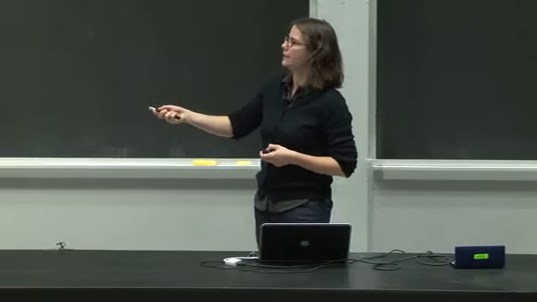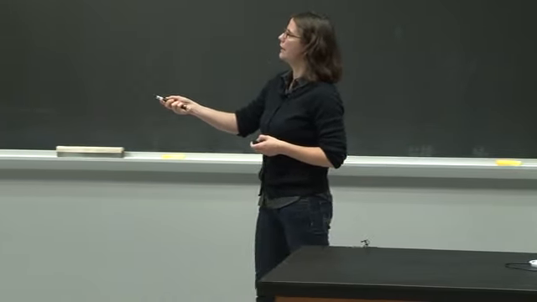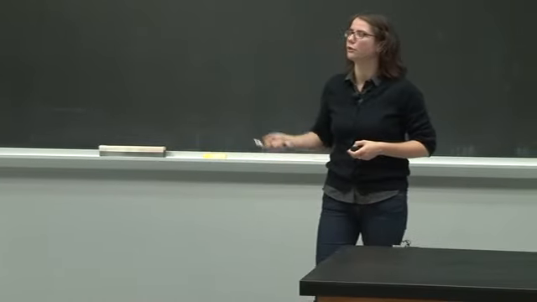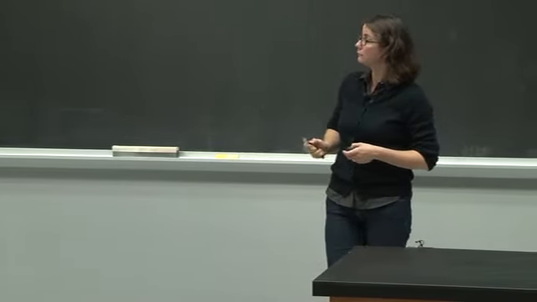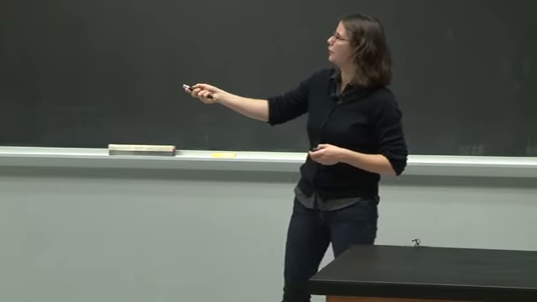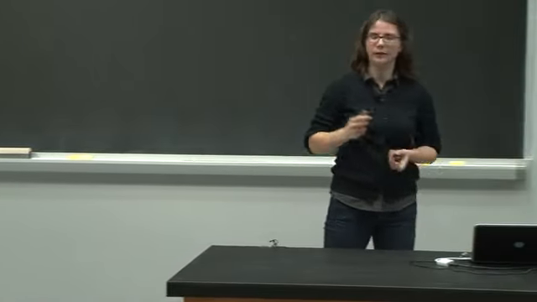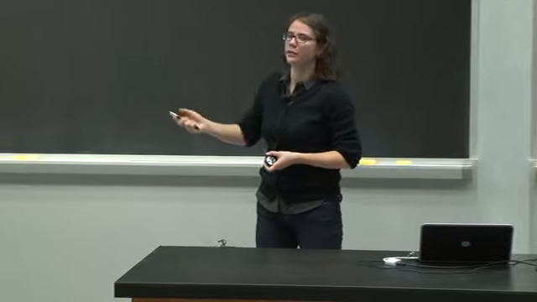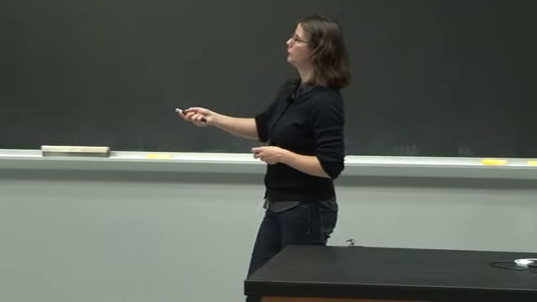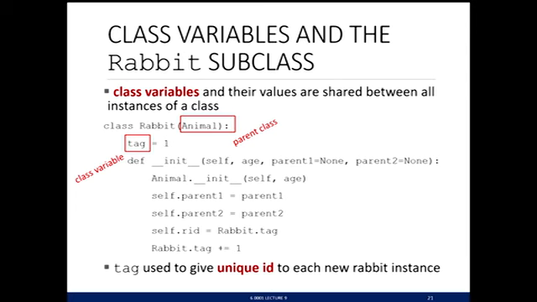Inside the init, this tells us how to create a rabbit object. I'm going to give it self as usual, an age, and then 2 parents. Don't worry about the 2 parents for now. Inside the init, I'm going to call the init of the animal, because Python already knows how to initialize an animal for me. That's going to set the 2 data attributes, name and age. I'm going to set the data attributes for parent 1, parent 2 for a rabbit to be whatever's passed in.